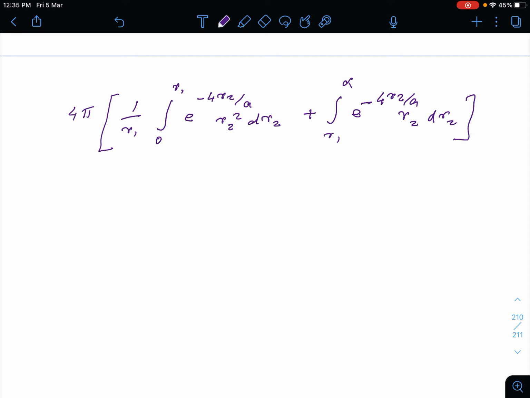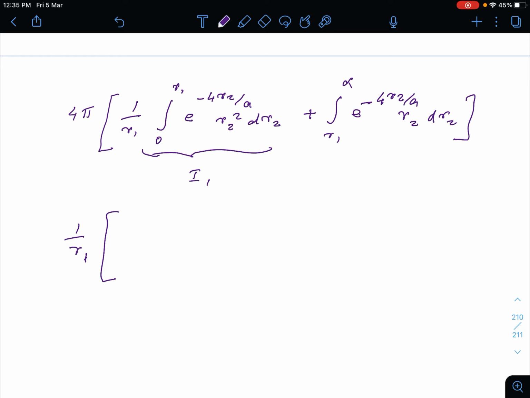Okay, so let's keep the 4 pi outside and let's do this integral first. Let's call this I1 and do that integral. 1 by r1 multiplied by this integral. So let's do that integral first.